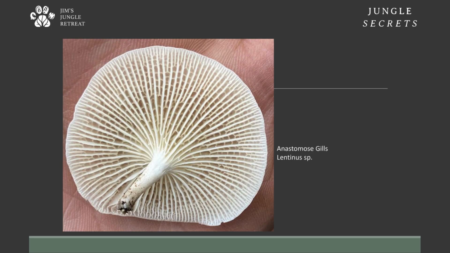Then there are anastomose gills. Very beautiful picture of a Lentinus over here. Anastomose gills are gills which are cross, like gills we generally see are running from edge of the cap to the stipe. Then there are gills which are running through them like this, like in a circular fashion. They're called anastomose gills.